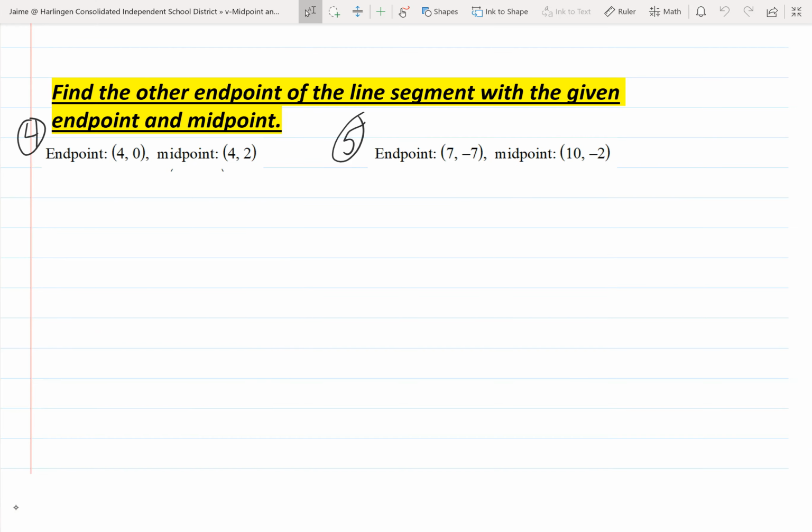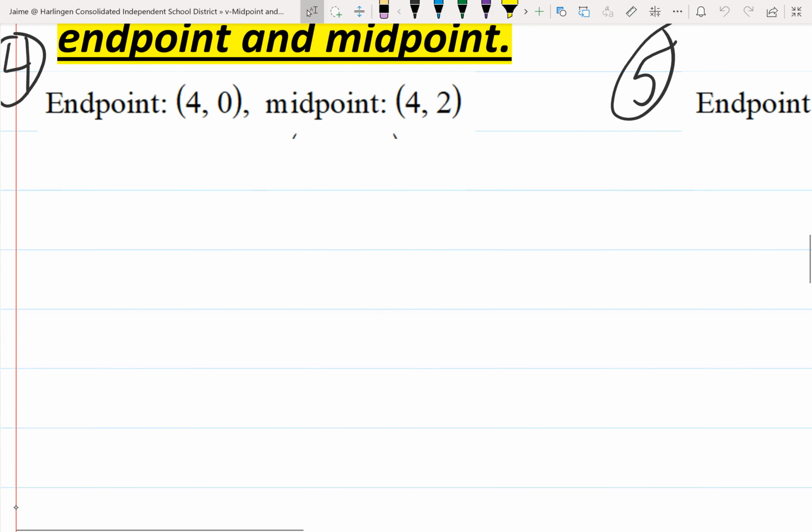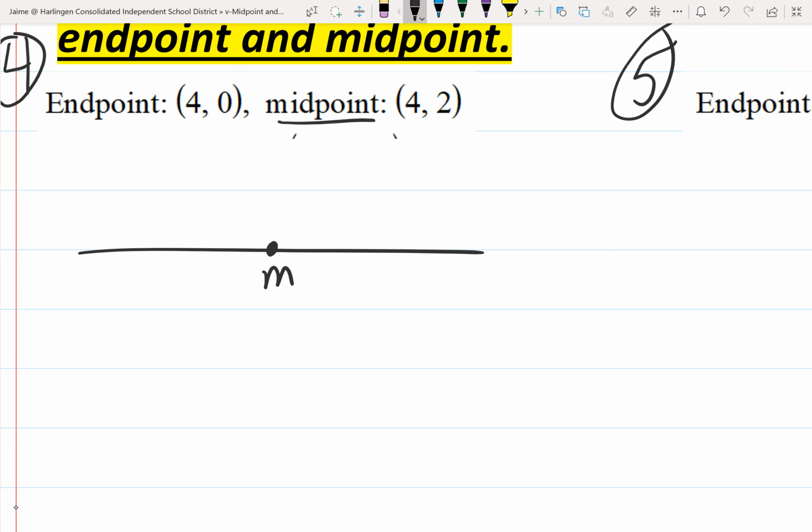Alright, let's finish this stuff up here. So number 4 and 5. Find the other endpoint of a line segment with a given endpoint and midpoint. What? Sounds confusing, right? This is what it means. It means that we have the midpoint. You can see there's the midpoint. And we have the point right here. We're looking for the point that goes here. That's what we're looking for. Look for that point that goes here.